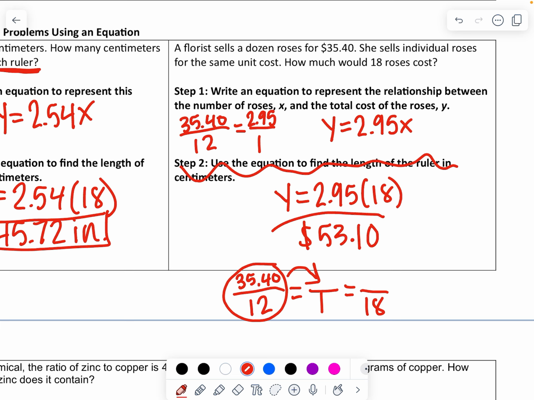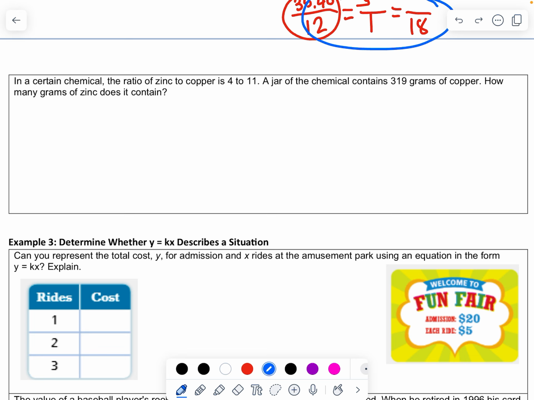So this next question says, in a certain chemical, the ratio of zinc to copper is 4:11. A jar of the chemical contains 319 grams of copper. How many grams of zinc does it contain? So we want to create an equation and then solve it. So first we got to find our K. Our K is our ratio that it gives us, 4:11, and I'm going to write that as a fraction. So if K equals 4:11, that means our equation is y equals 4/11 x, like that.